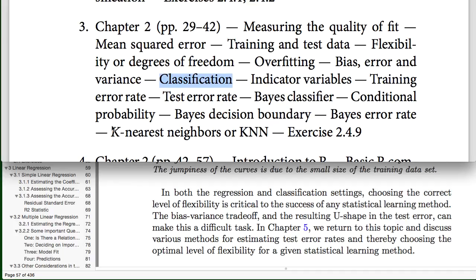And in this case, the choice of k is really important, and of course the problem setting is really important.